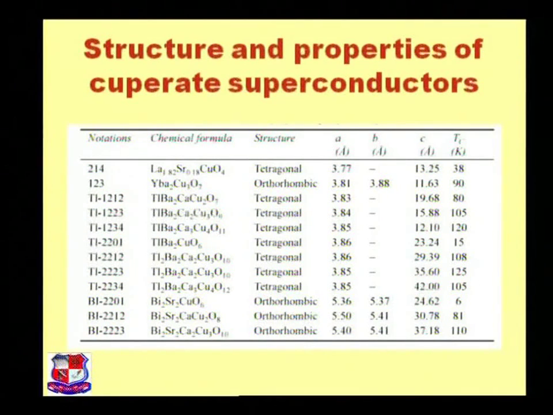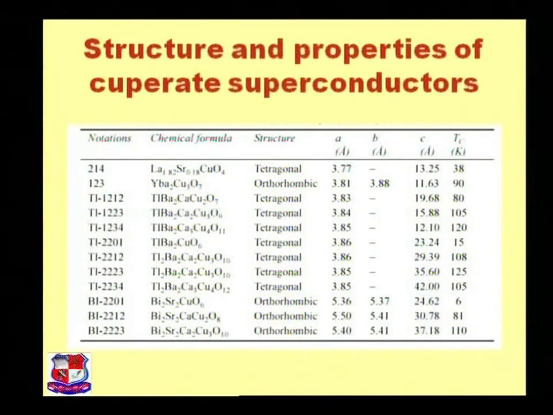Now the next one is Bi2201, meaning bismuth strontium copper oxide. Its structure is orthorhombic. Its A side parameter is 5.36, and its B side parameter is also 5.37, and its crystal size is near about 24.62 angstrom. The critical temperature Tc for this chemical formula is 6 Kelvin, and it is a low temperature superconducting material.